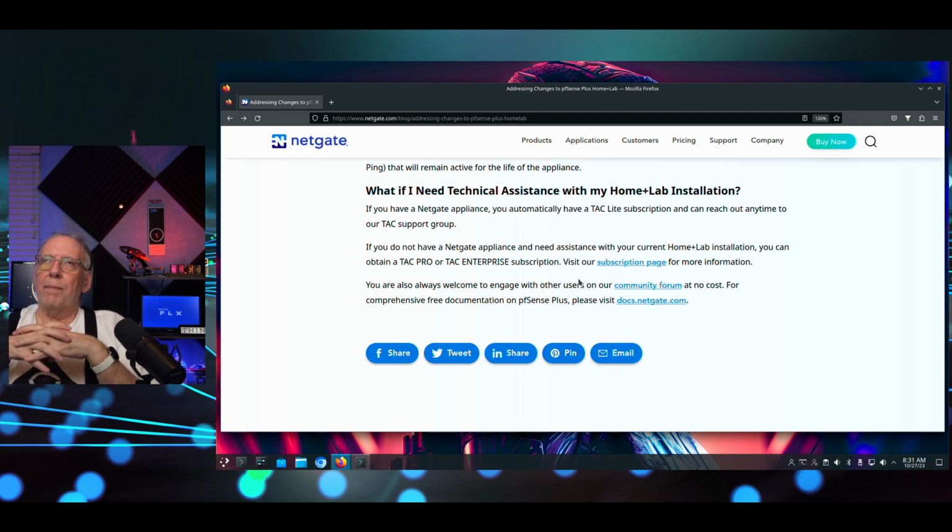OPNsense has a basis under it. I mean, it's basically a fork of pfSense. It has the same issue with BSD because it runs on BSD. It does not run on Linux. So I'm probably going to be looking at a more modern version of a firewall.